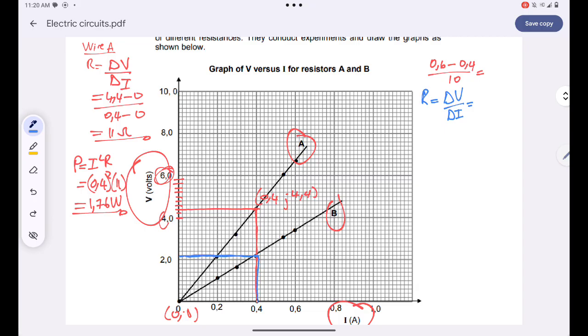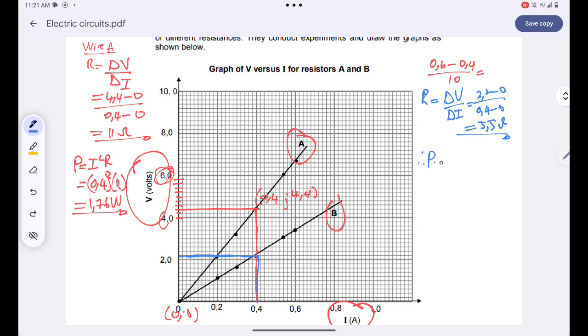I mean, that's the voltage. I simply have 2.2 minus 0 all over 0.4 minus 0. This will give me 5.5 ohms.